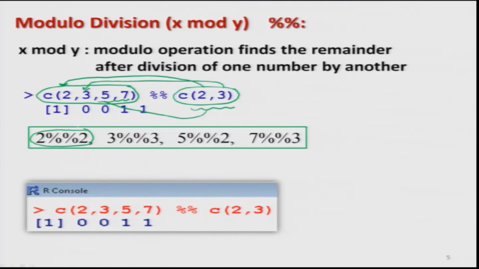So what will happen here, that 2 is being divided by 2 with respect to the modulo division, or we call it 2 modulo 2, and similarly this 3 is being modulo divided by 3, and the 5 is being modulo divided by 2, and 7 is being modulo divided by 3. And the screenshot of this operation in R is given over here. Again I would like to request you to operate it with your own hand on your computer. Okay.